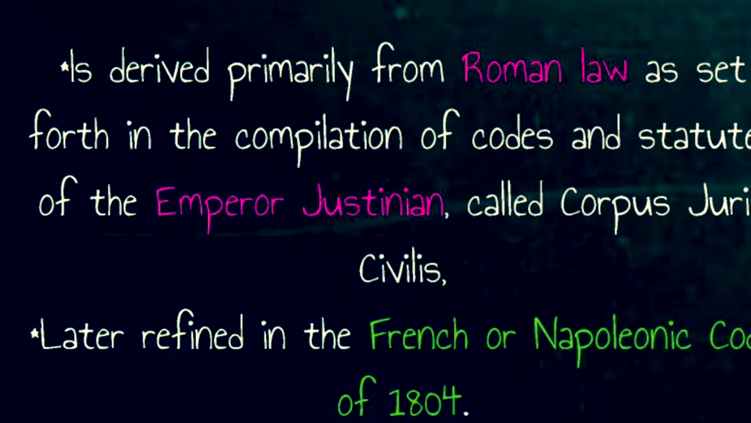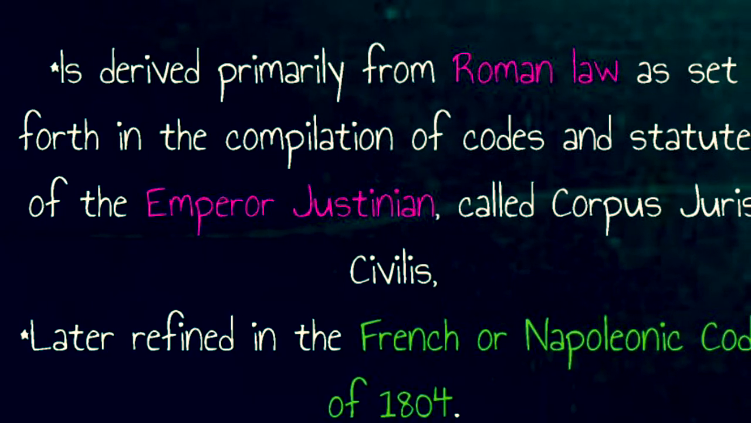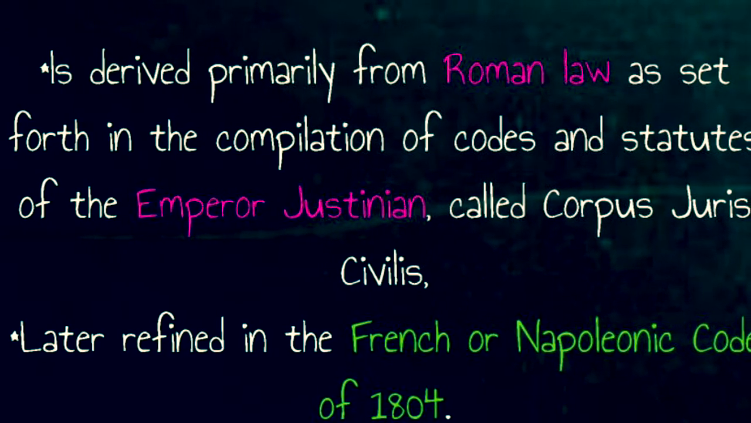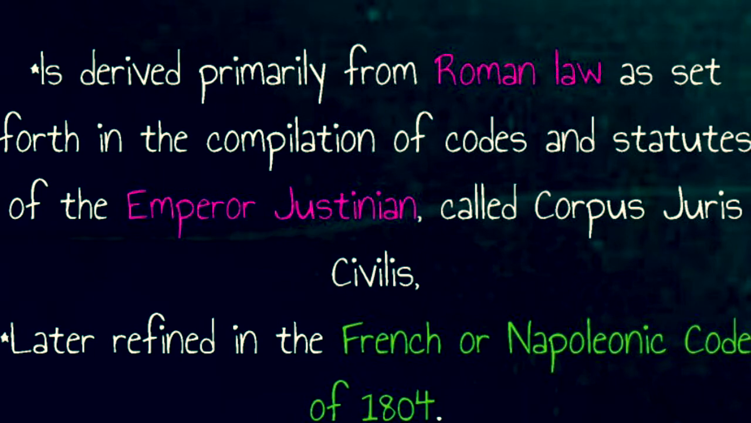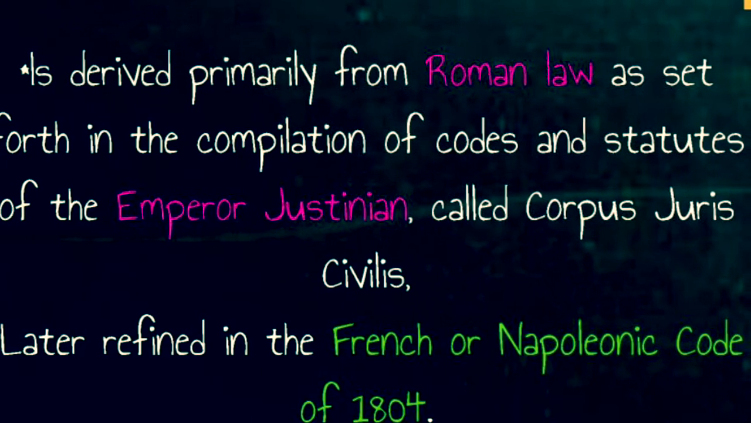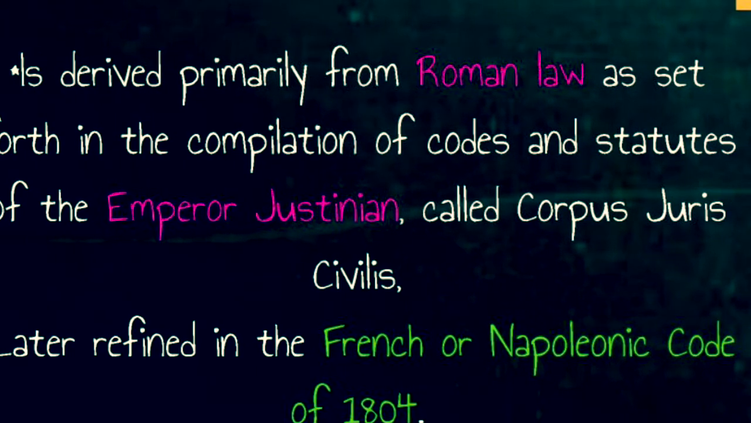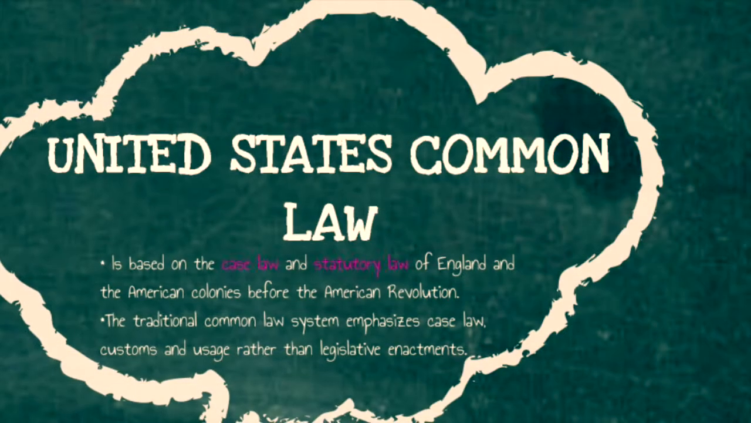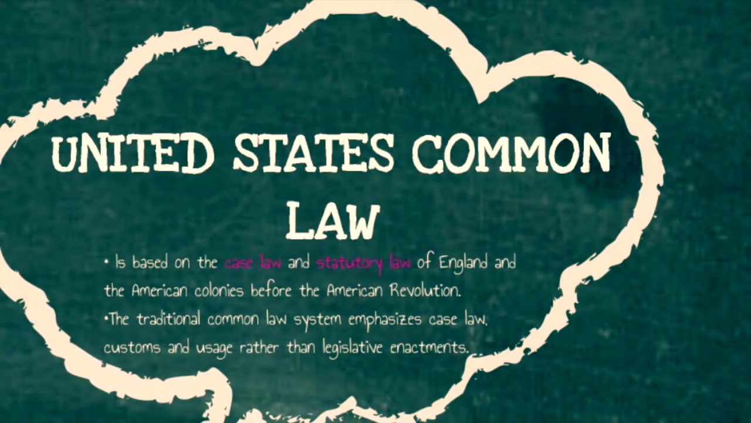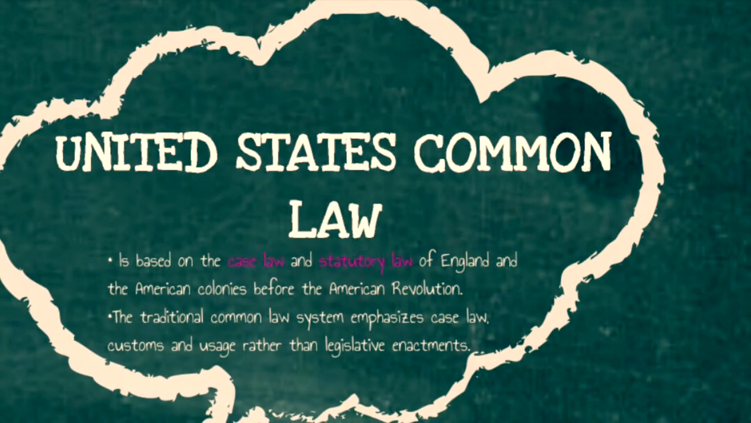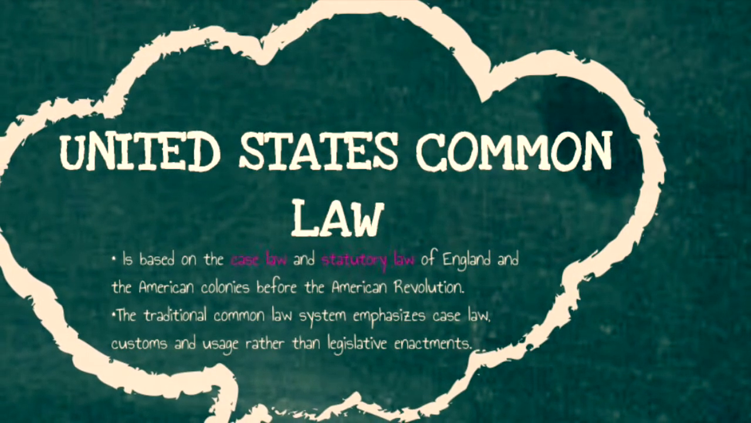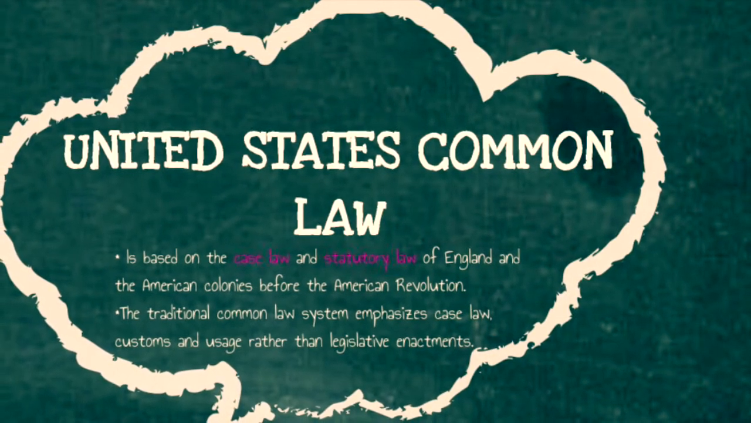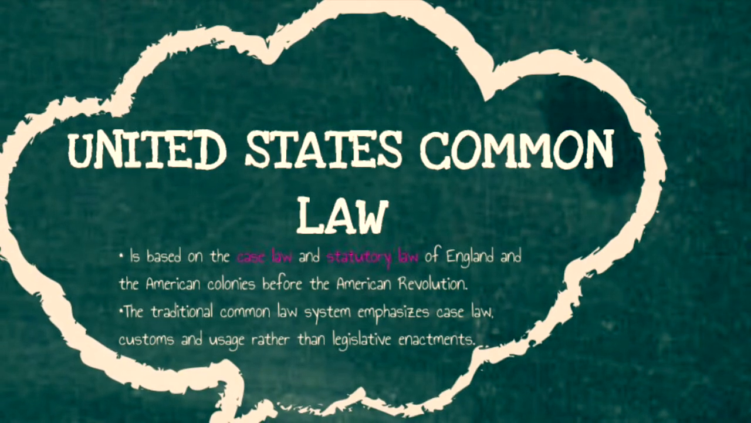Mexico's civil law system is derived primarily from Roman law as set forth in the compilation of codes and statutes of the Emperor Justinian called Corpus Juris Civilis, and later refined in the French or Napoleonic Code of 1804. While the U.S. common law system is based on the case law and statutory law of England and the American colonies before the American Revolution. The traditional common law system emphasizes case law, custom, and usage rather than legislative enactments.